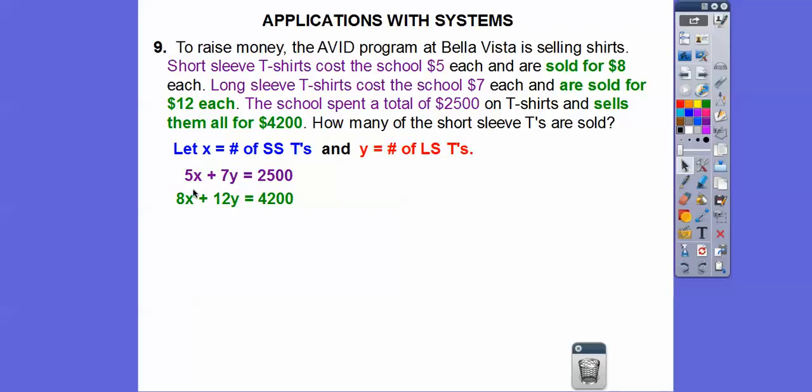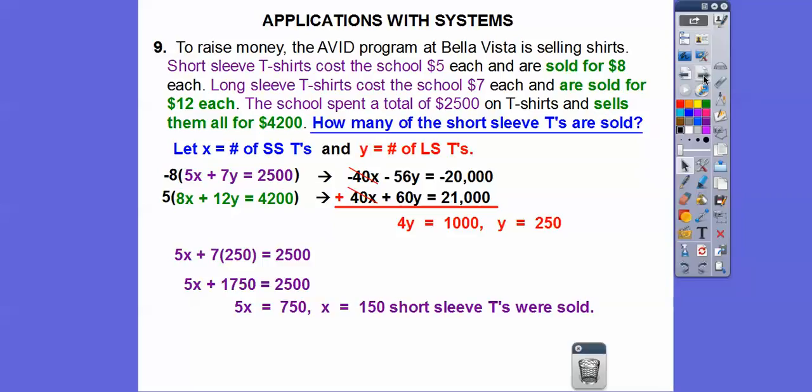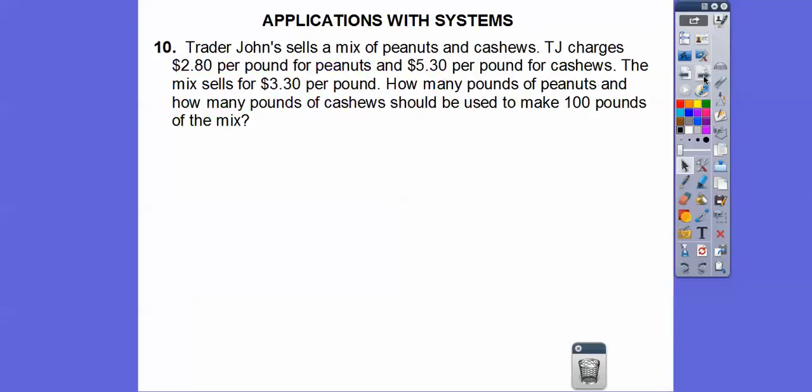I'm going to make these both 40x and -40x right there. Okay, so there they are. Add them together and we get y equals 250. Make sure you answer the question. Remember, we're looking for x. That's how many short sleeves are sold. So we got to go back and plug it back in and find out there's 150 short sleeves. All right, let's try one more.